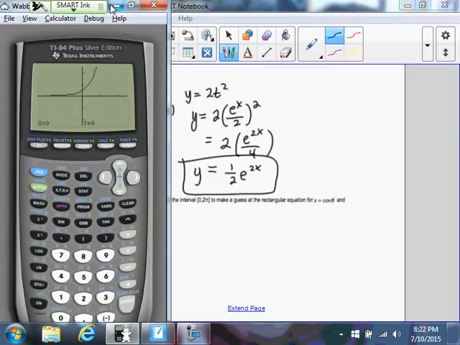You can check by going back to your rectangular. You would just go to your mode and you would change your function. You would change it back to function notation instead of parametric equations.